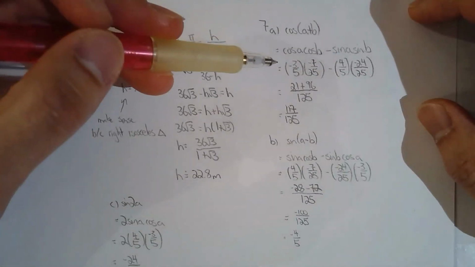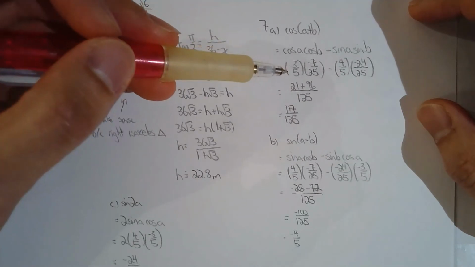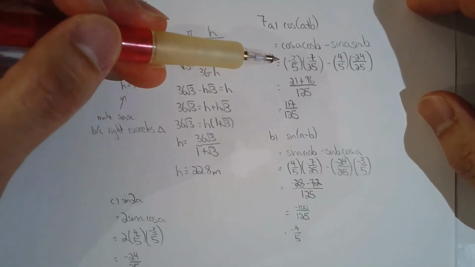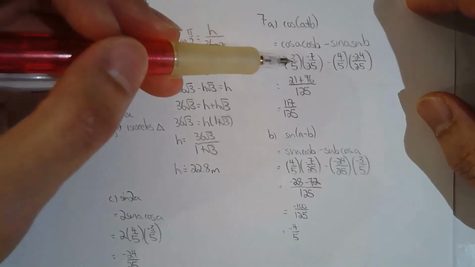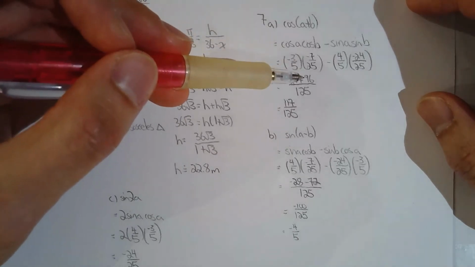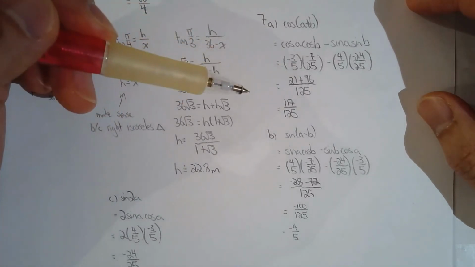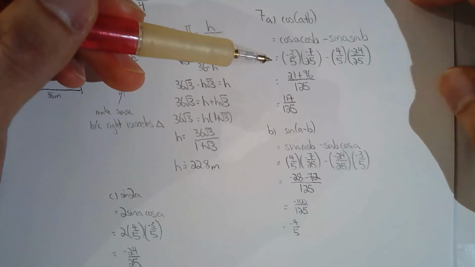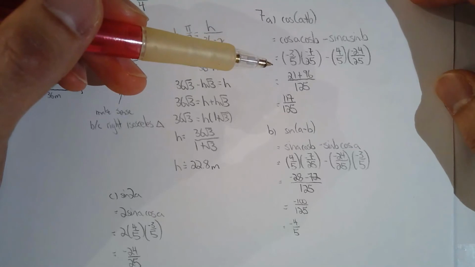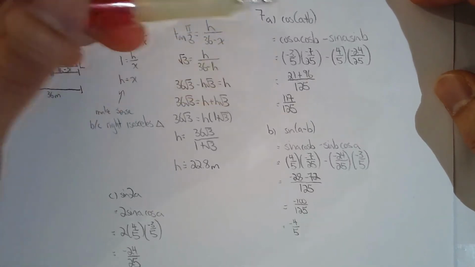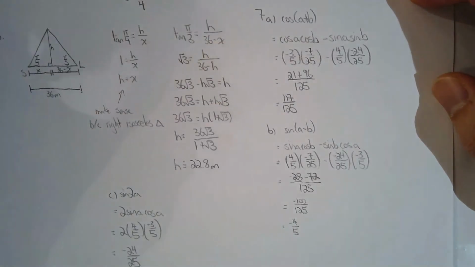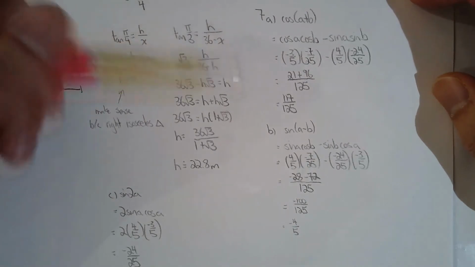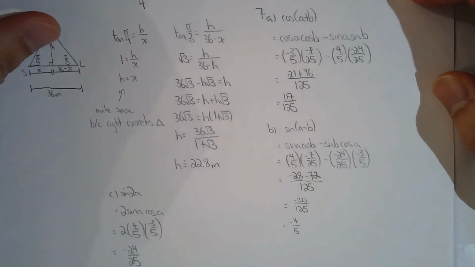7a, not much to say. They're really nice for 7 because it's two beautiful triangles, the 3, 4, 5 triangle and the 7, 24, 25 triangle. Be careful. They told us that angle A is in the second quadrant and B is in the third quadrant. So make sure you get the signs correct. But then evaluate and you get the answers.